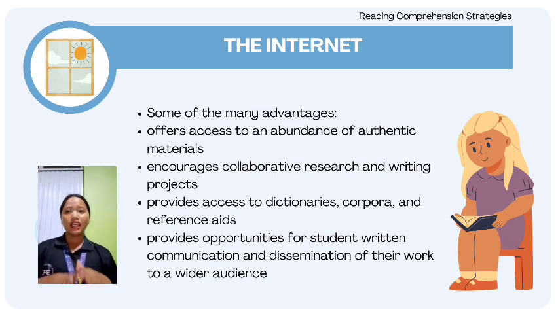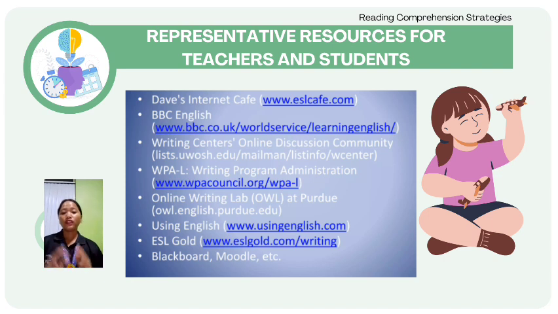So finally, it provides opportunities for students' written communication and publication, allowing learners to share their work with a broader audience through blogs, forums, and digital platforms. These advantages make the internet a powerful tool for developing writing proficiency in academic and professional settings. So what you can see here are four representative resources for teachers and students. So you can just click them and then you would know what they are.